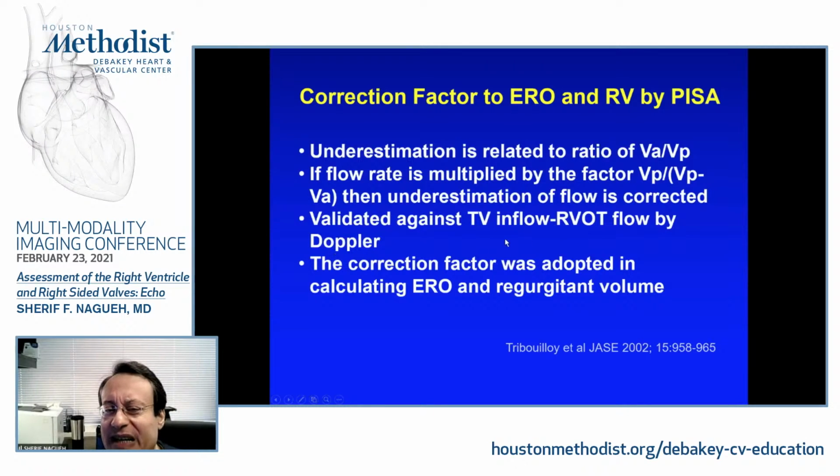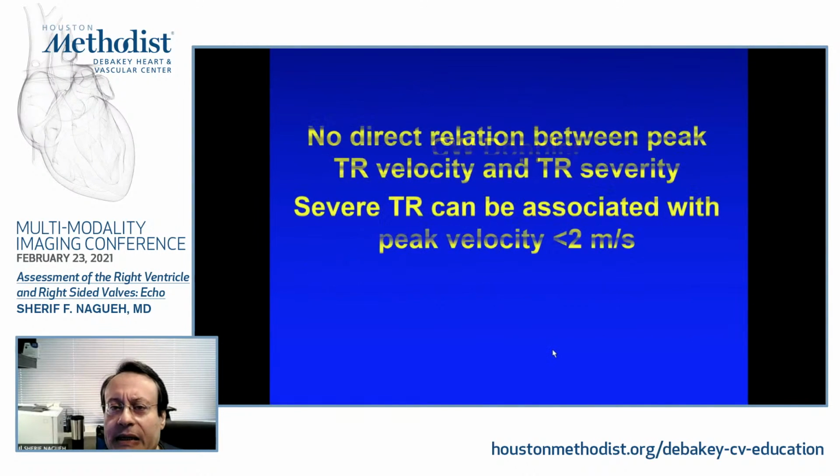This approach was validated against echo itself by comparing tricuspid inflow against RVOT flow to get the tricuspid regurg volume, and interestingly was adopted by several publications that were relied upon in the guidelines to quantify TR severity. Again, most of the validation is echo against echo. There is nothing that looked at other measures of TR severity, in part because of the challenges in these earlier days of finding suitable alternatives for validation.